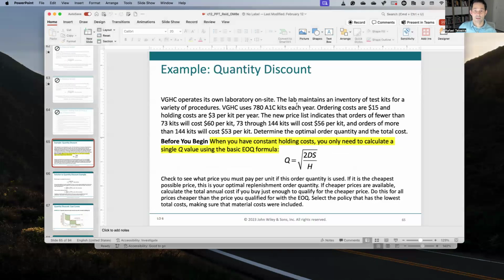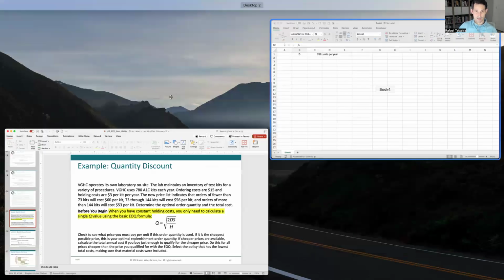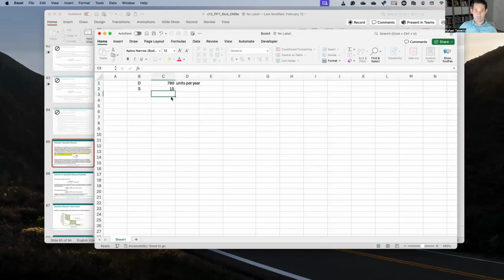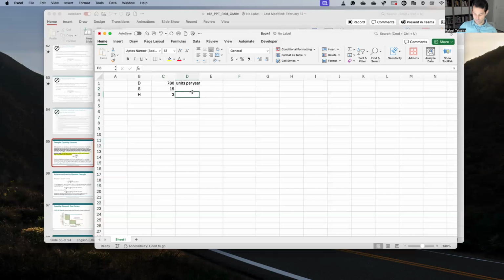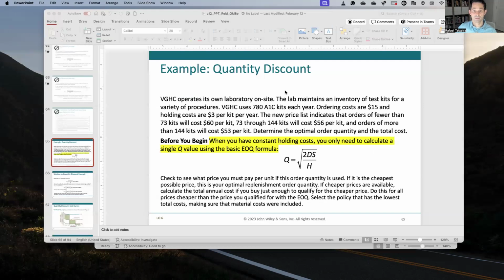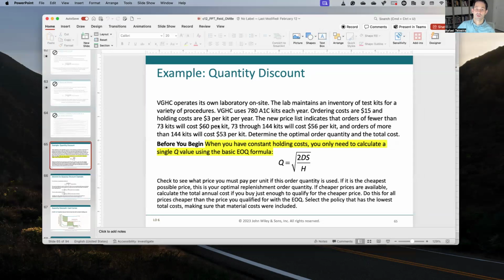Let's see what else we have. The ordering cost is $15 and the holding cost is $3. So our S is 15 and our H is 3. So here it is dollars per order, dollars per unit. All right, so let's take a look. The new price list indicates that orders of fewer than 73 will cost 60 per kit.